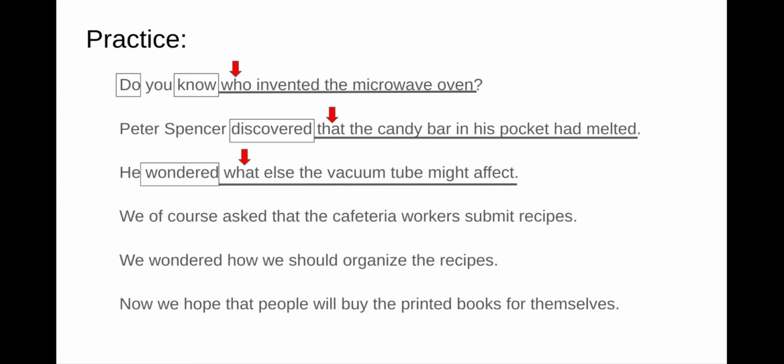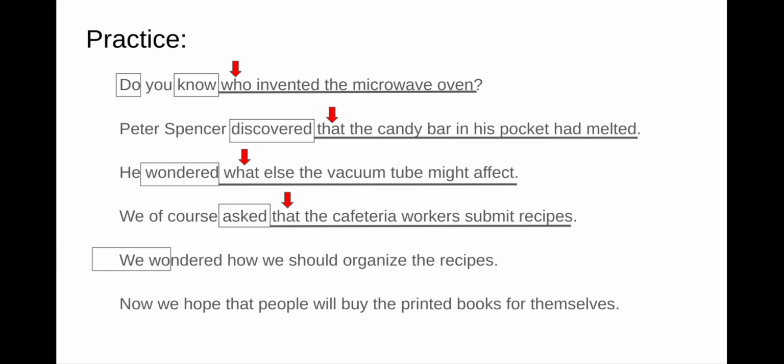The fourth sentence, we, of course, asked that the cafeteria workers submit receipts. Well, what did we do? Don't get confused because of course is in there. That's not going to do anything except confuse a few of you, I guess, when you're looking for that main verb. So we did what? We asked. Now, what or who did we ask? Well, we asked that. There is your introductory word. We go to the rest of the sentence. So what are we asking? We asked that the cafeteria workers submit receipts. And there's your direct object for asked.